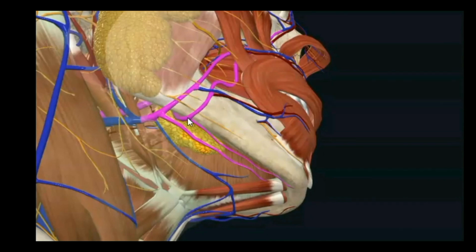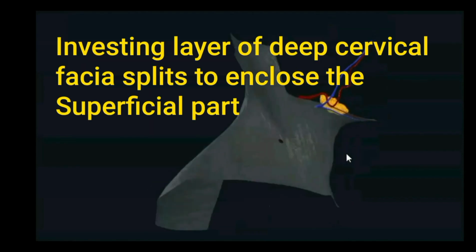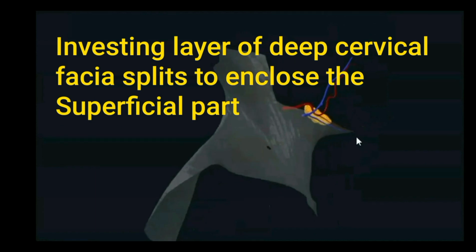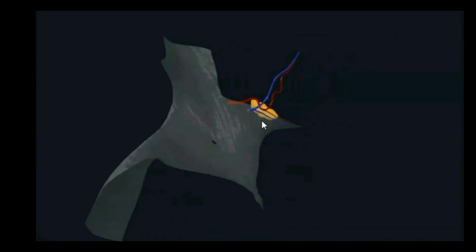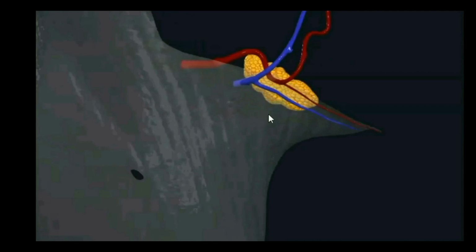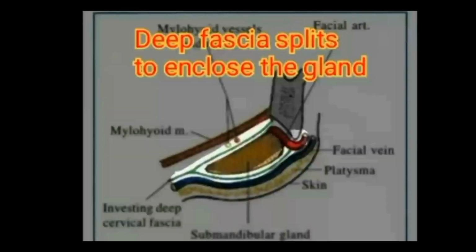Those are the facial vessels, the facial artery and common facial vein. You can see the gland is related to the submental vessels. The submental artery is a branch of the facial artery, and you can see how the investing layer is related to the large superficial part. It will split to enclose the gland. Also, the superficial part is mainly related to facial vessels posteriorly, and along the lateral surface you can see the S-shaped loop there.